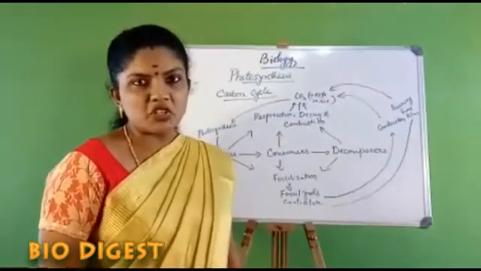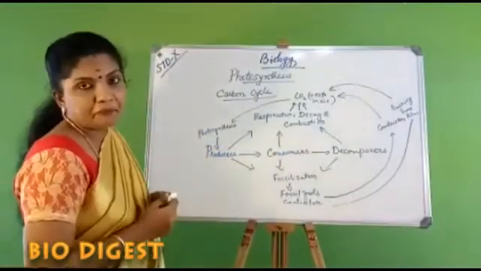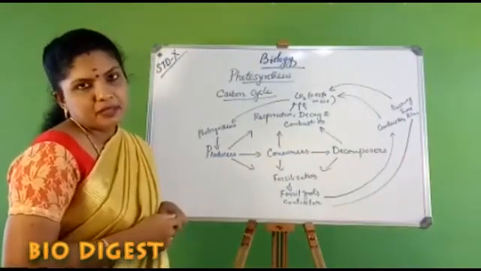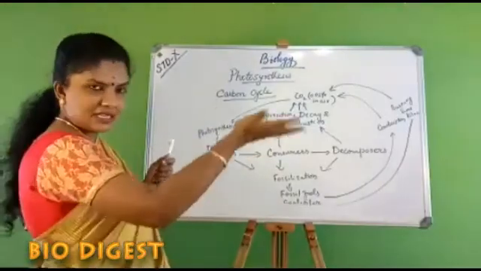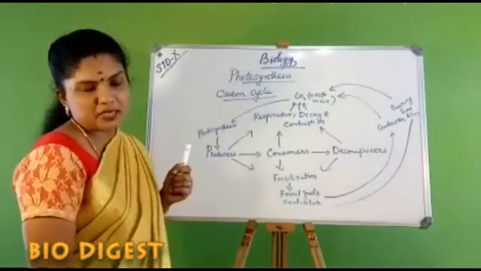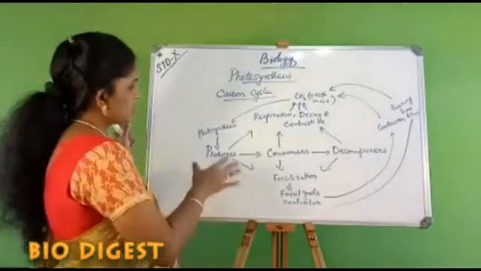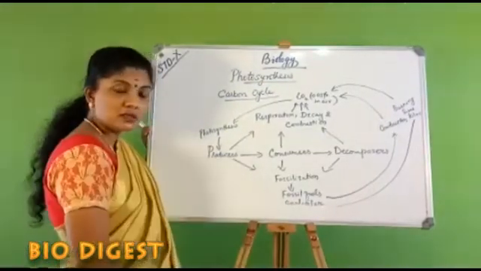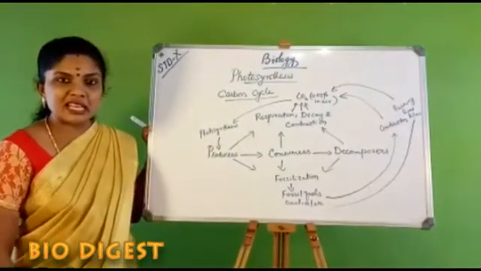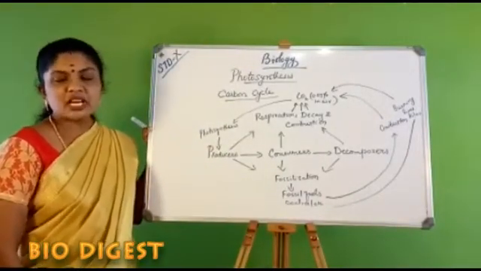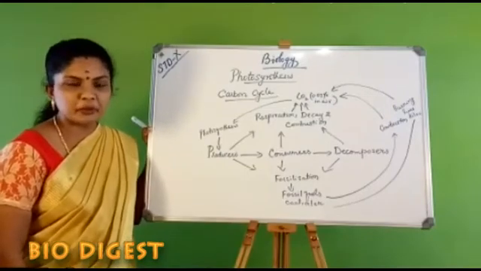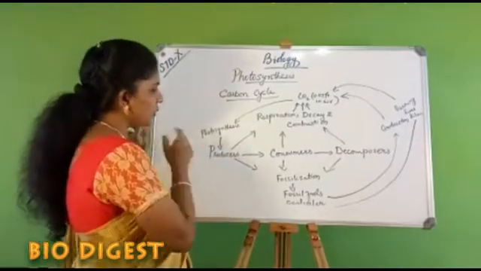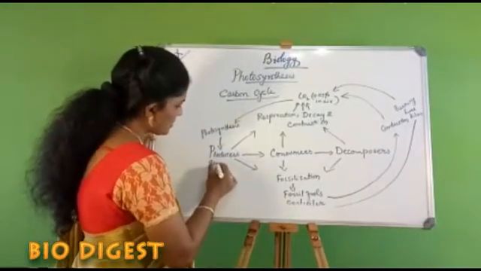So going to the next topic, that is carbon cycle. We will see what is carbon cycle. Carbon cycle means there is a cyclic process that is taking place. Here, producers, you can see what is written on the board. Producers are the green plants which are able to prepare their own food by the process of photosynthesis.